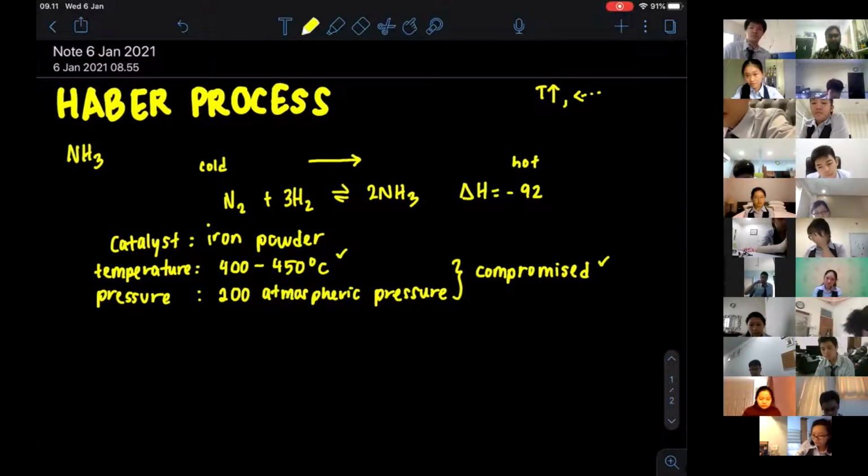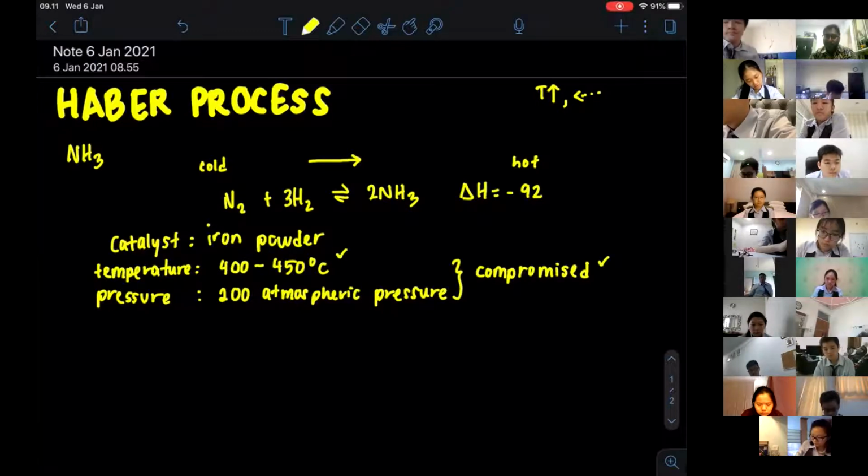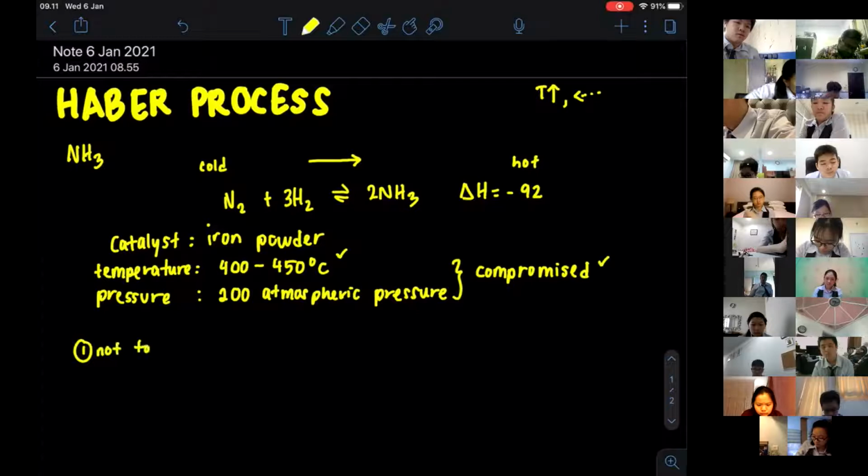The reason why they use this compromised temperature is because they want the reaction to be not too slow. They don't want the reaction to be too slow. So you need to explain this using LCP, why we use this compromise condition.